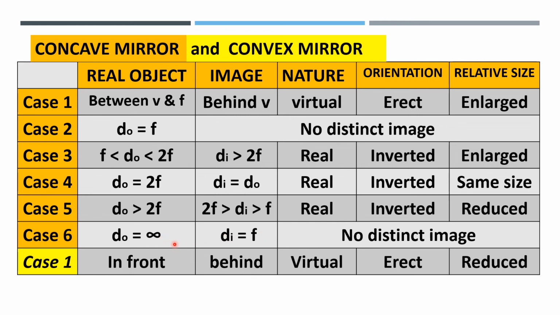And there's another case, the last case, case 6, where the object is located at infinity. Example is the sun. The sun's distance from the earth may be considered as infinity. So if you're going to determine the image of the sun as seen in a concave mirror, you'll find out that it's not going to be very distinct, because the image that is exactly formed at the focus will just appear to be a dot, a very bright spot. And we conclude that the image is not distinct.